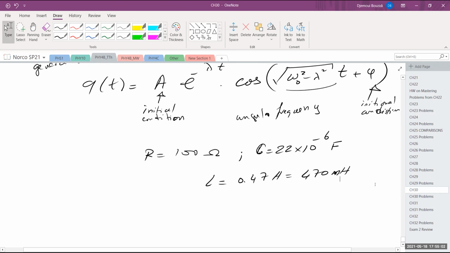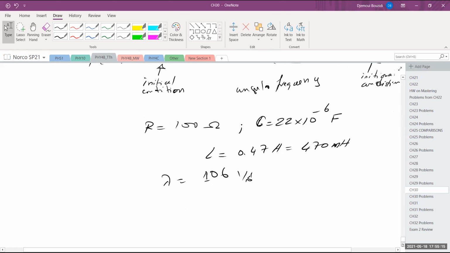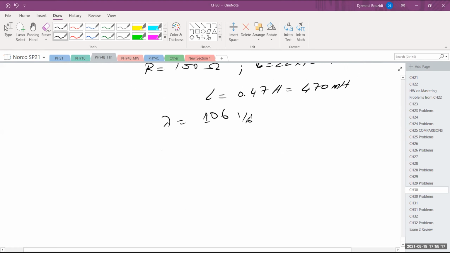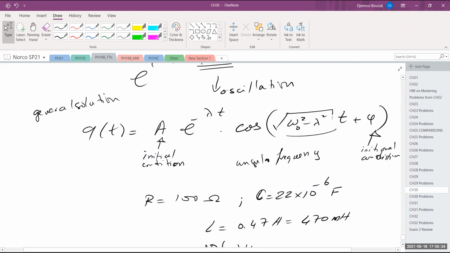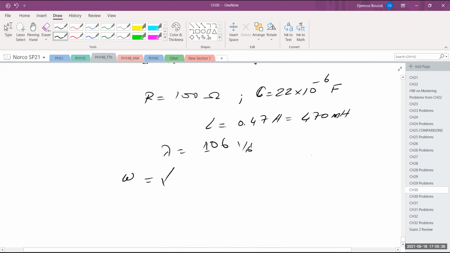We have a lambda that is equal to 106 per second, the unit for it. And we have an omega naught that I can calculate now. I'm going to call this whole thing omega, because this whole thing is just the coefficient of time in this expression. And the coefficient of time is the angular frequency. So the angular frequency of this circuit now is the square root of omega naught squared minus lambda squared.